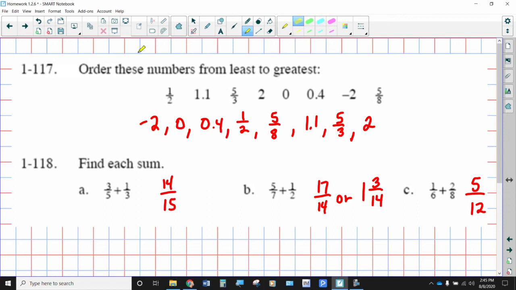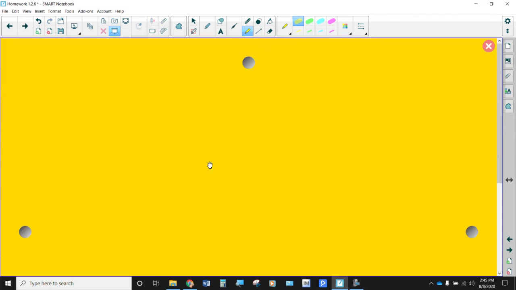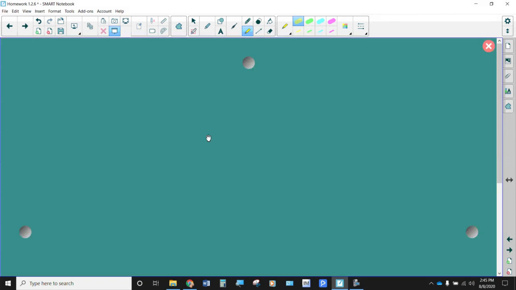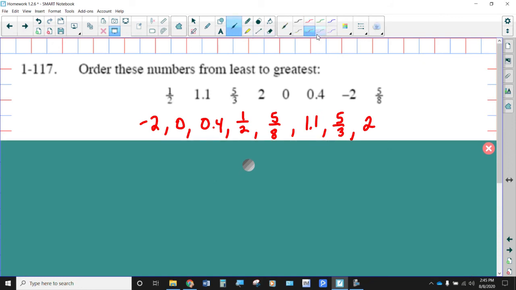All right, order these numbers from least to greatest. So you could use a number line if you wanted to. What I tend to do is look at a number and ask, how many of these are negatives? That's the only negative number right there. So here are our negative numbers, there's our 0, all the numbers between 0 and 1, and then any numbers that are greater than 1.